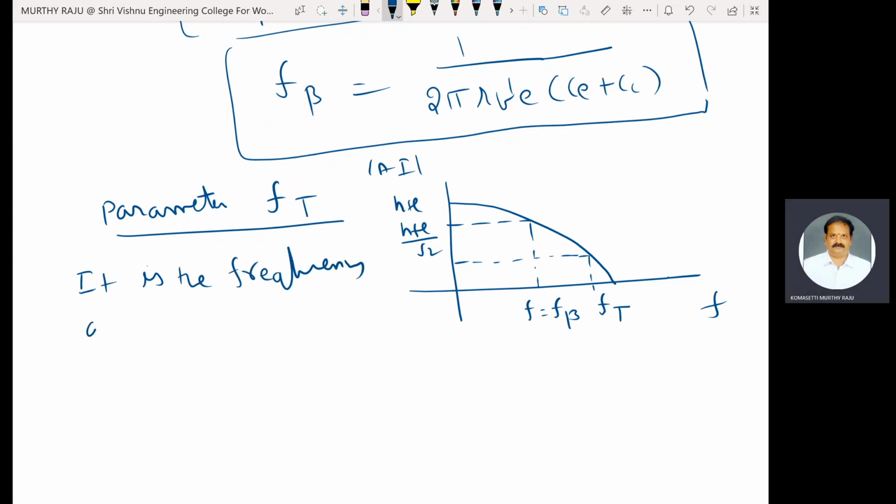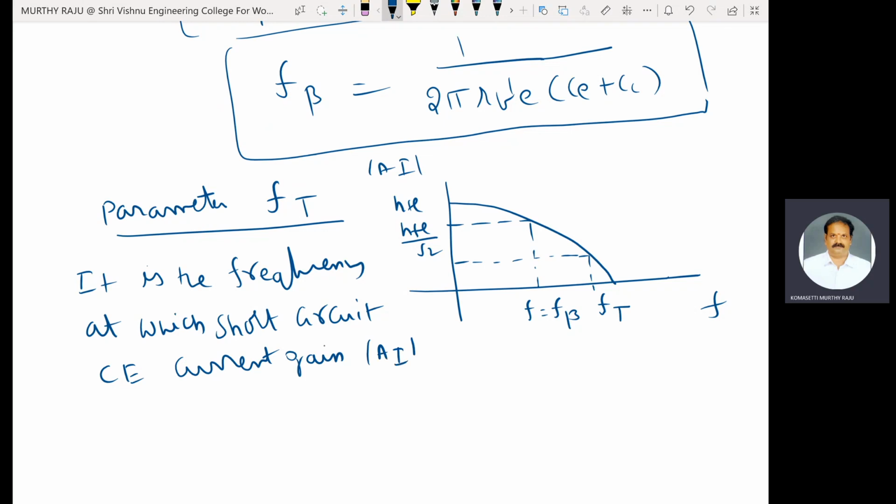It is the frequency at which the short circuit CE current gain magnitude becomes unity. Therefore, first of all, you have to write down this formula.